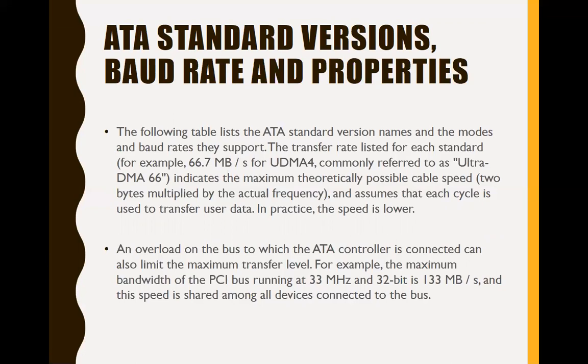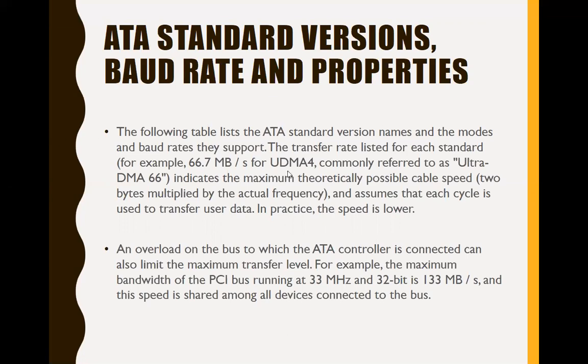The following table lists the ATA standard versions, their names, and the transfer rates they support. The transfer rate listed for each standard indicates the maximum theoretically possible cable speeds and assumes that each cycle is used to transfer user data. In practice, the speed is slower. This is a theoretical table. An overload on the bus to which the ATA controller is connected can also limit the maximum transfer rate.